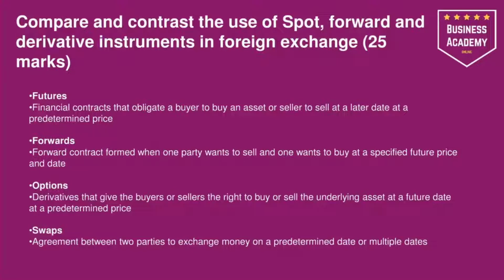Forwards is a forward contract formed when one party wants to sell and one wants to buy at a specified future price and date. So you can see that futures and forwards are doing the same things. They're obligating a buyer and a seller to buy or sell at a later date at a specified price. So this is what's known as hedging, which I'll talk about more in a moment. Options are derivatives that give the buyers or sellers the right to buy or sell an underlying asset, i.e. currency, at a future date at a predetermined price. And swaps are an agreement between two parties to exchange money on a predetermined date or multiple dates. And we're going to drill into each of these.